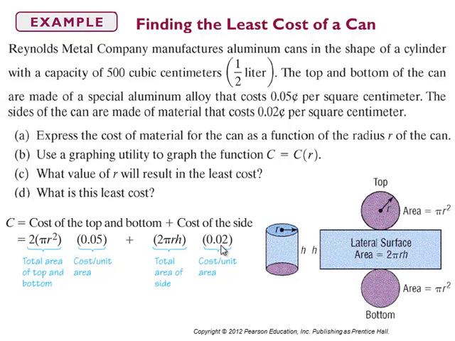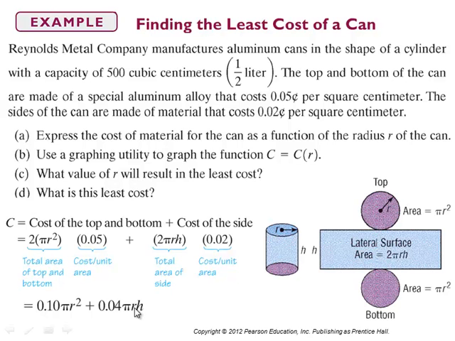So put all that together and simplify. Now 2 times pi times 0.05. Well, 2 times 0.05 is 0.1, so you get 0.1 times pi times r squared. That's for the top and the bottom pieces. And then for the side pieces, 2 times pi times 0.02. Well, 2 times 0.02 is 0.04, so you get 0.04 times pi times r times h.